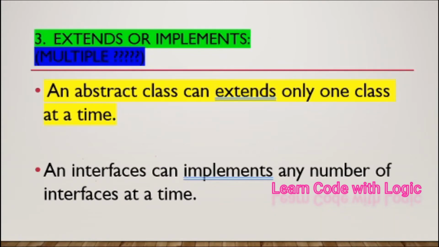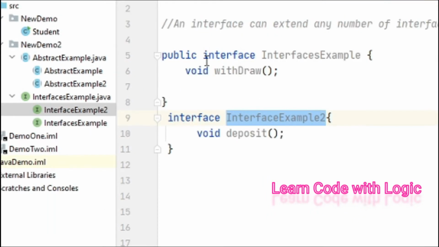The third point here I'm talking about is the difference between an abstract class and an interface in relation to implementation, basically the multiple implementation part. Here the interface supports multiple interfaces implementation at a time, but an abstract class can extend only one abstract class at a time. Let's see that. The first interface, example, has one abstract method, and the second interface, named interface example 2, has one abstract method. Our goal is to implement these two interfaces.